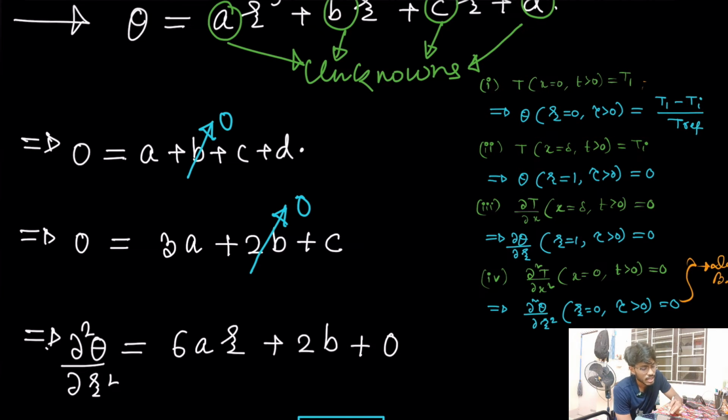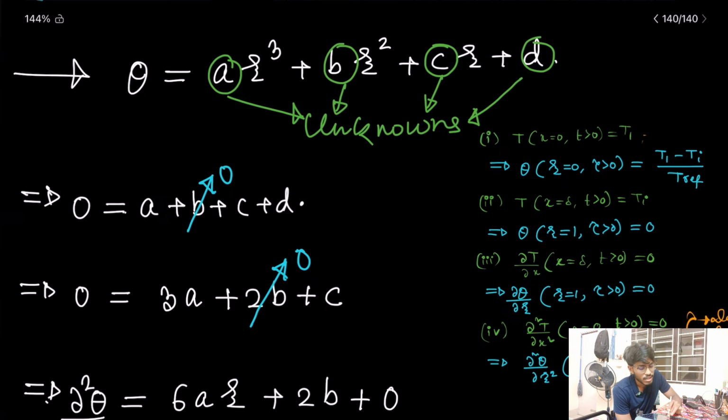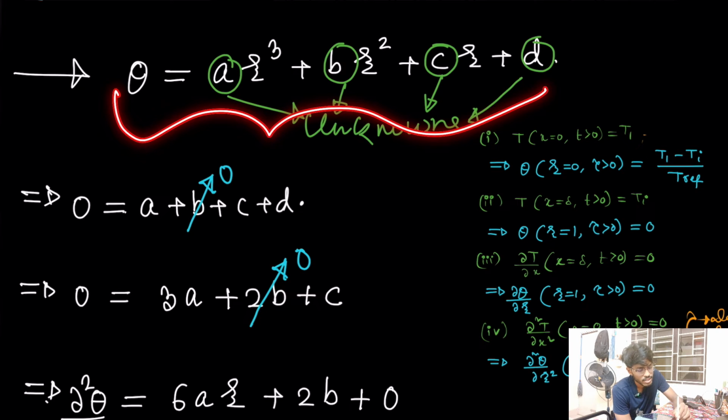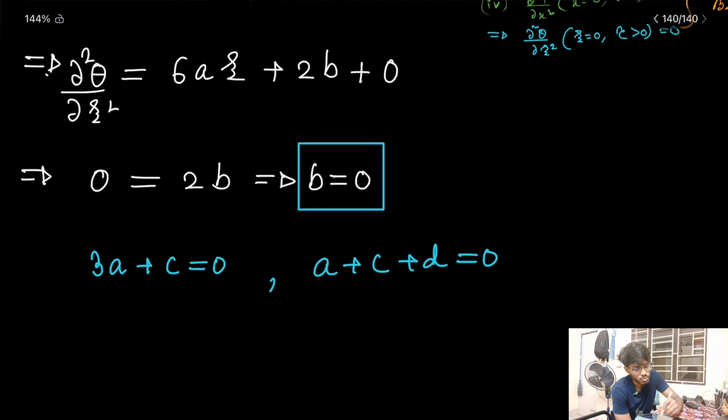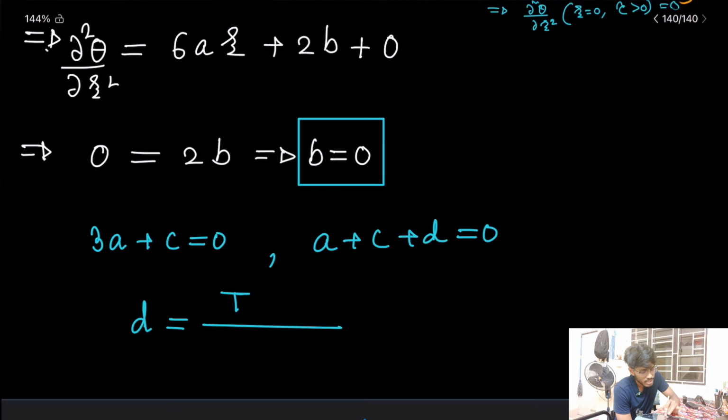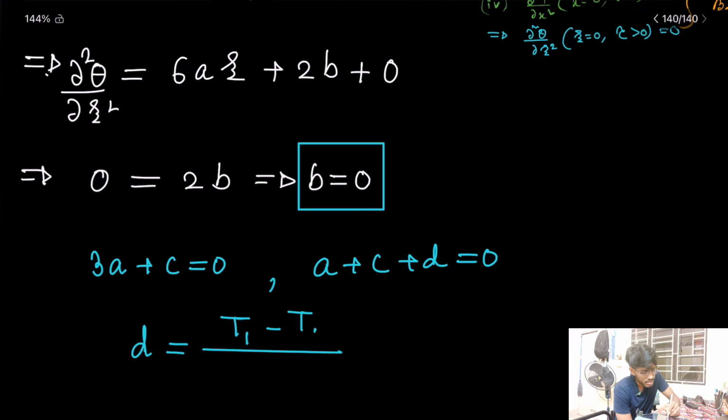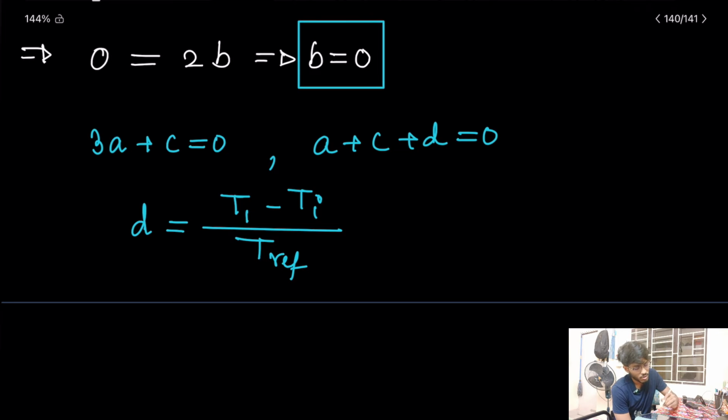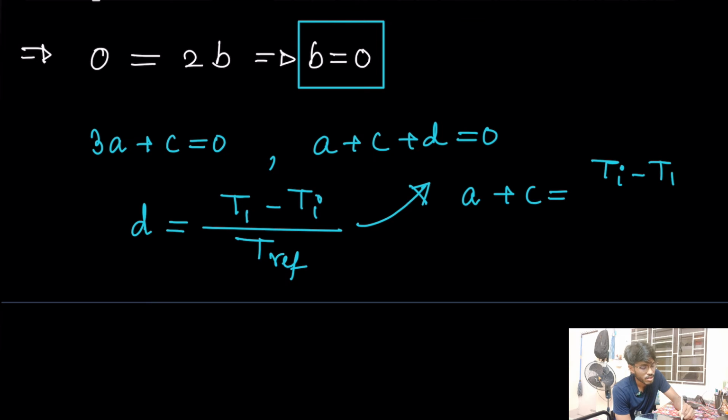So theta at zeta equal to 0 is equal to that constant. If we put zeta equal to 0, then only d will remain. So d is equal to (ti minus t1) by tref. Okay, so now when you got the d, you can put it here. So a plus c is equal to (ti minus t1) by tref.